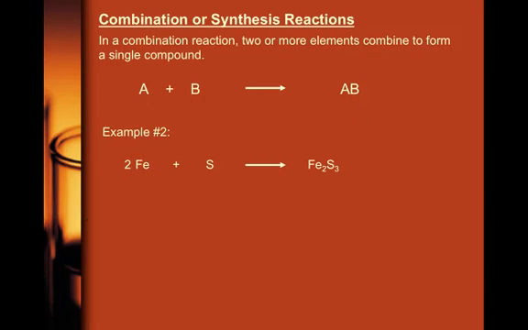Balancing this, we're going to need to put a 2 in front of the iron and a 3 in front of the sulfur to get the correct balanced equation. Again, a little animation: 2 irons and 3 sulfurs. They're all going to combine and form an iron sulfide compound. Again, not what it would really look like, but it's just kind of an illustration.